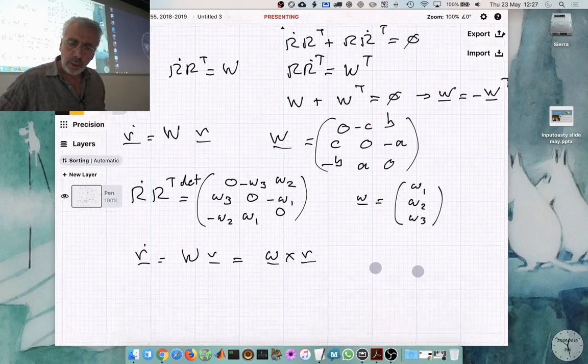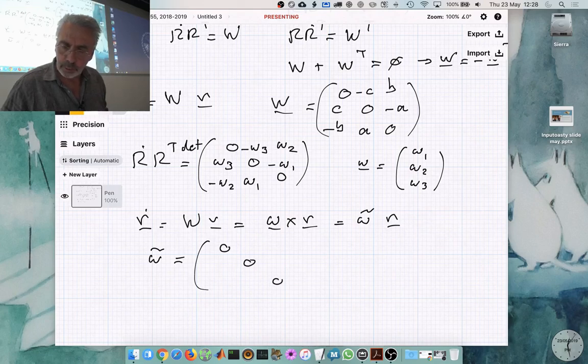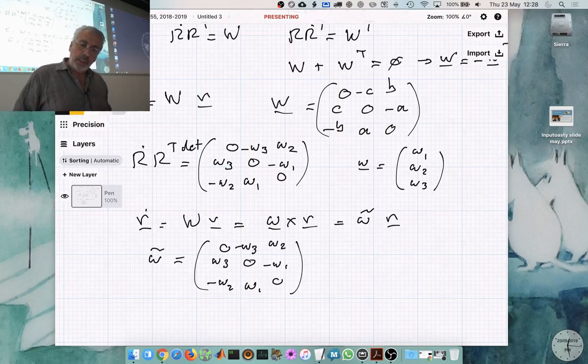Finally, we have a nice way of writing this matrix. You could also write it with a tilde. I do it like that. And then what do we mean with omega tilde? That is this matrix. Omega 1, omega 2, omega 3. Well, that's also explained in the book. So then you have a nice matrix vector. This is a matrix.